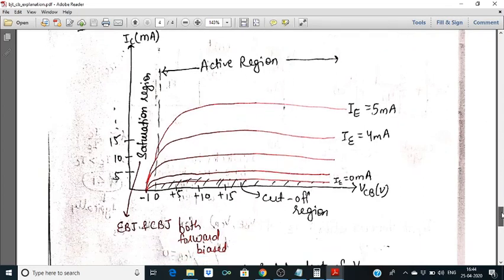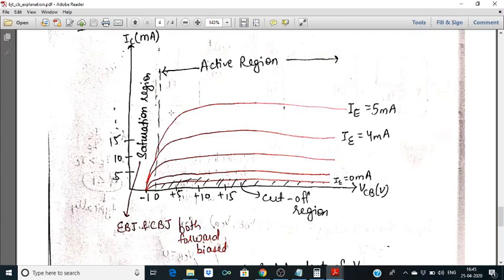Now when VCB is less than 0, in the negative region, that means the collector, which is N type, is connected to negative and the base to positive. That means the collector base junction is also forward biased. So both the junctions are forward biased. This region below 0 is the saturation region, where both are forward biased. So current is increasing with a change in voltage.